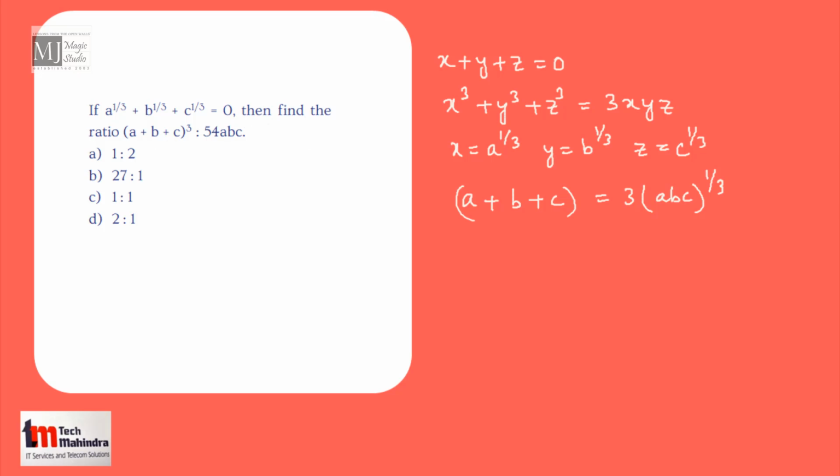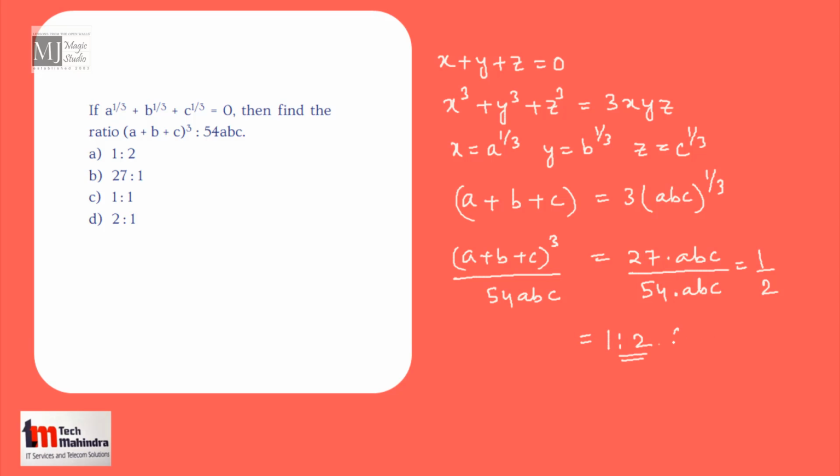Now, they have asked us to find the ratio of (a plus b plus c) whole cube. If I cube it on both sides, (a plus b plus c) whole cube would be 3 cube, that is 27, and this power will vanish, it would be abc. Now, this divided by 54abc, let me divide this also by 54abc, what I am left with is half. So, (a plus b plus c) whole cube is to 54abc is equal to 1 is to 2. Yes, option A fits in.